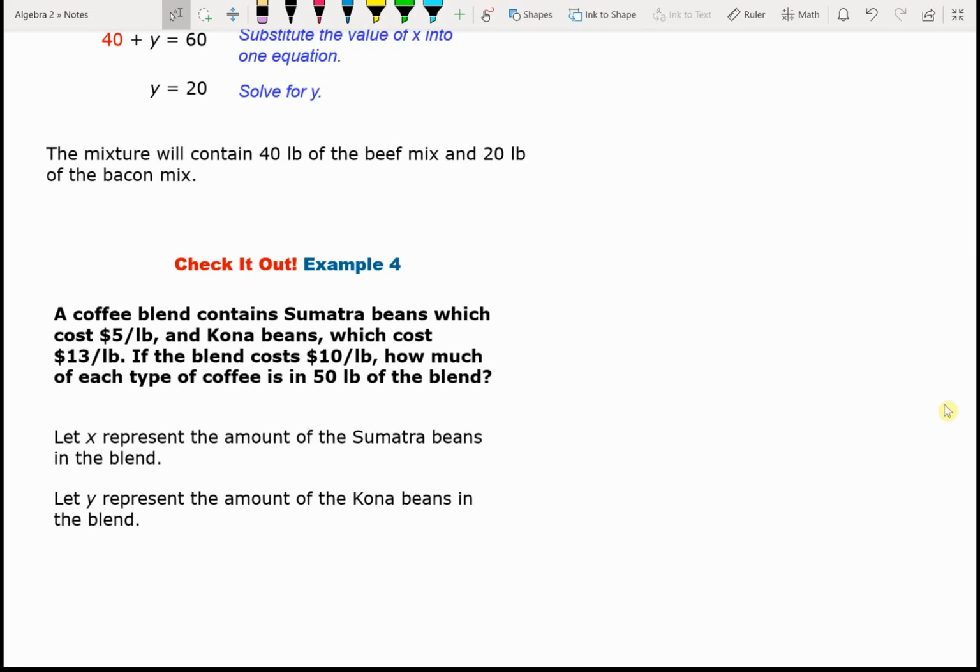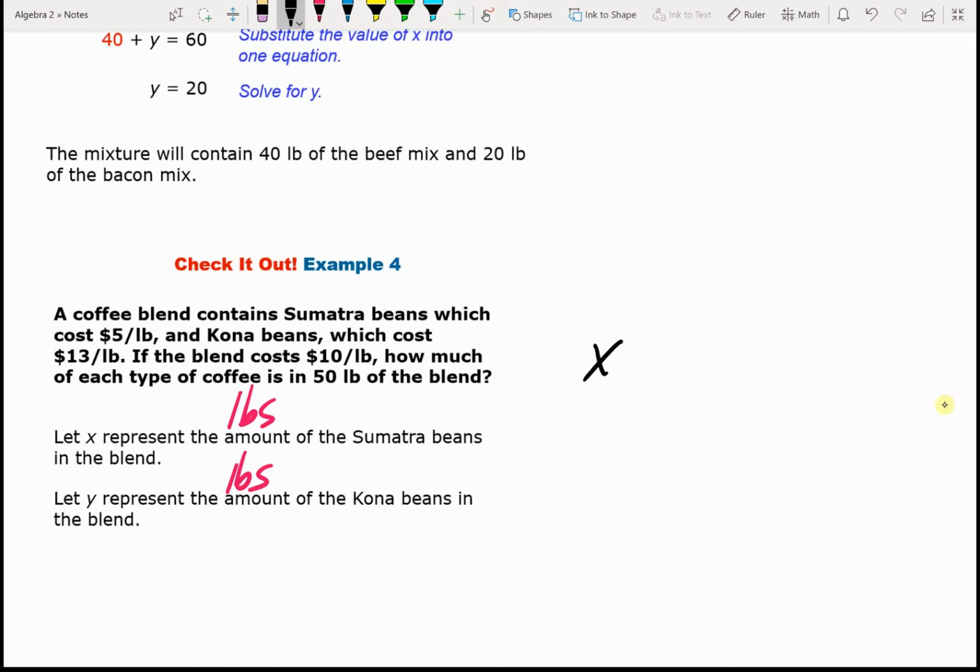Okay, I hope you got the answer right. So let's see here. Let's just do this and see what you came up with. We have a coffee blend of Sumatra beans and Kona beans. So I'll just say X represents pounds of Sumatra beans, and Y represents pounds of Kona beans. All right, so let's see here what we have. We need to find how much of each type of coffee is in 50 pounds of the blend.